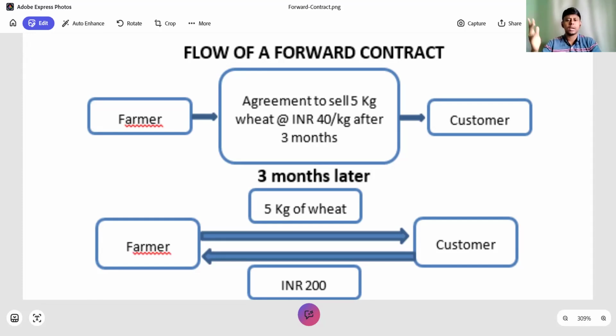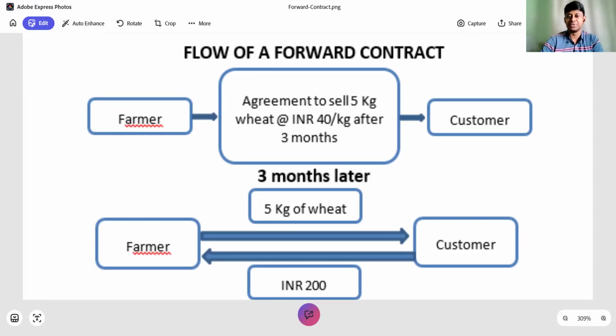Suppose 1 month later the market price of wheat rises to 40 per kilogram. Since your contract price is 30, you still buy the wheat at 30. You save 10 per kilogram and you benefit from that agreement.